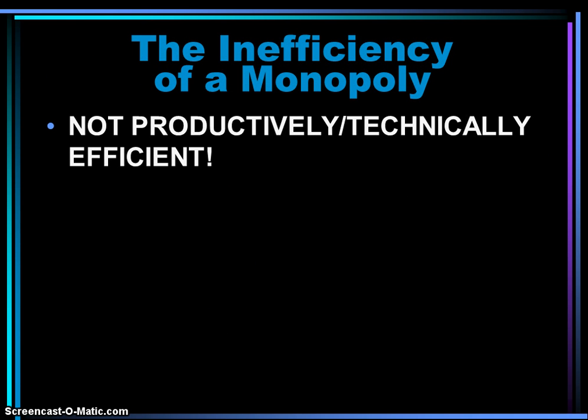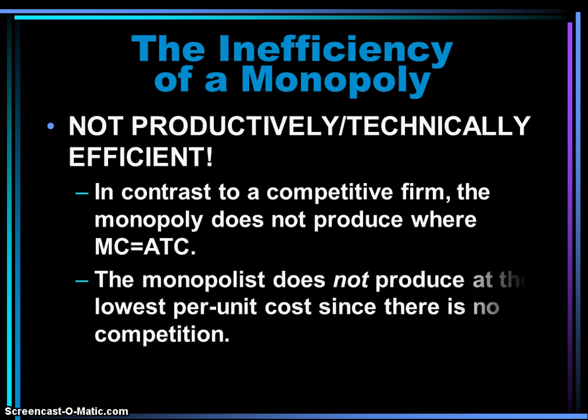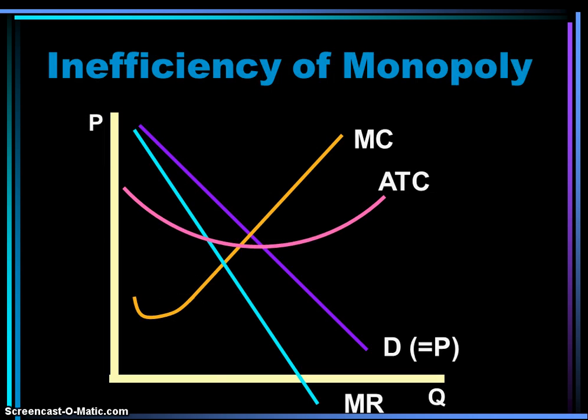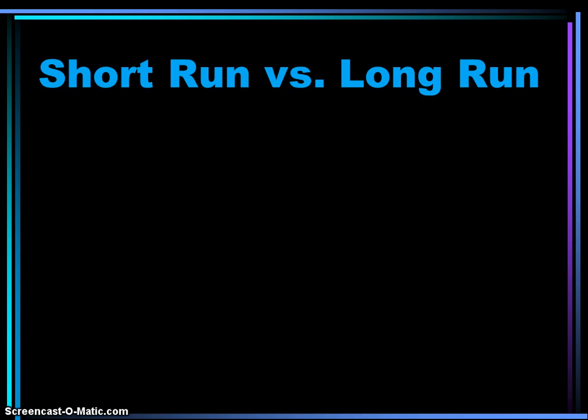Alright, this firm is also not productively or technically efficient because they're not producing at the base of their average total cost curve, like a perfect competitor would. So let's take a look at that on the graph. Here's their profit maximizing level of output. Here is the quantity of productive efficiency, where marginal cost intersects average total cost at its base. And you can see that those two quantities are not the same, so they're not productively efficient either.